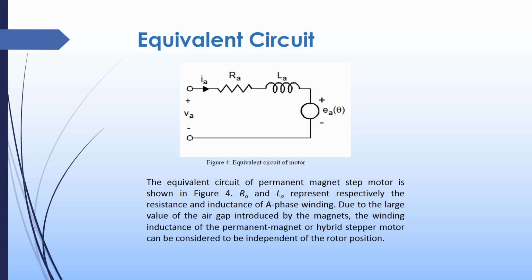The equivalent circuit is shown in figure 4. It contains an inductor, a motor, and a load. In the equivalent circuit, RA and LA represent the resistance and inductance of each phase winding. Due to the large air gap introduced by the magnet, the winding inductance of the permanent magnet or hybrid stepper motor can be considered to be independent of the rotor position.